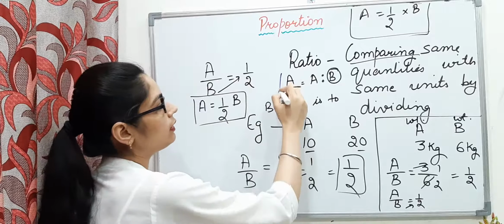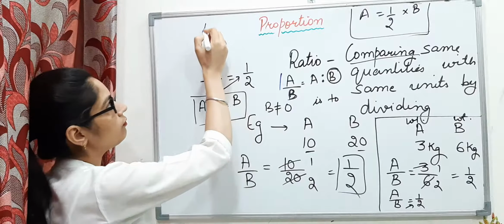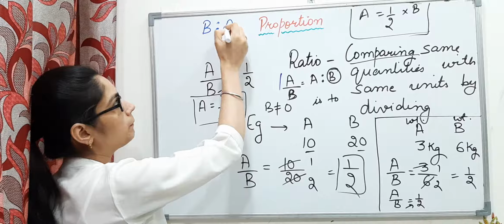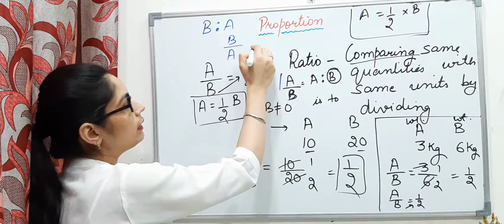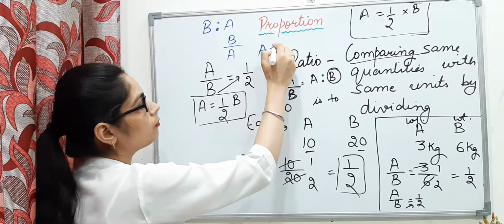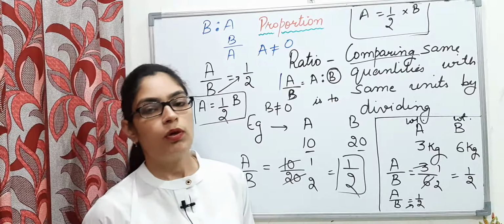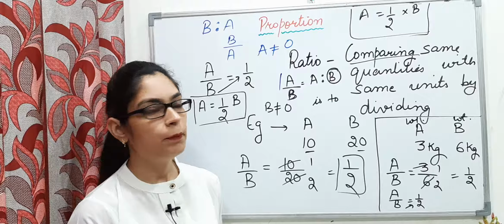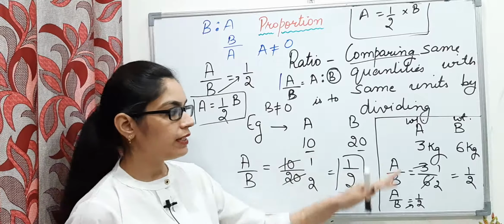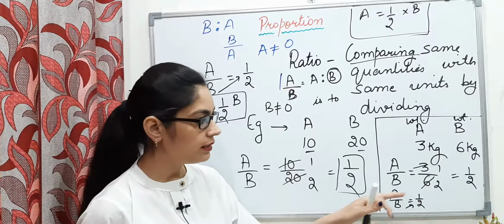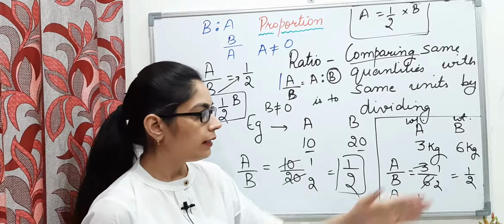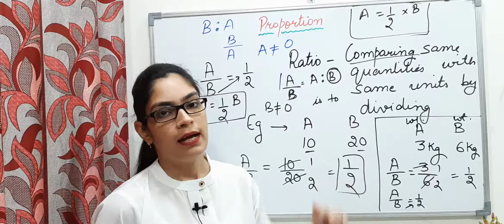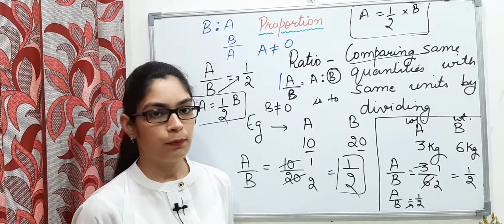If we are finding the ratio of A is to B, same way if we are finding the ratio of B is to A, that means we will find B by A. In that case, A cannot be equal to 0 because we cannot divide any number by 0. So for ratio, you can just remember all these things. We compare the same quantities by dividing, and their unit should also be same. And now let's move towards the proportion.